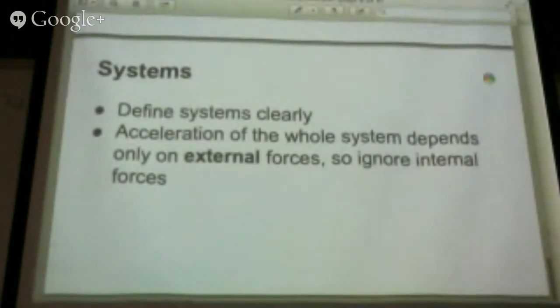Systems. We talked about it a little bit already. The idea, though, is just a system is a collection of objects. Sometimes it makes sense to group objects together, especially if they're going to move together. A person riding on a skateboard, most of the time, I would say treat the person and the skateboard like they were one big object. If you know the mass of each of them, just add them together. That's the mass of our one big object, our person-skateboard system.